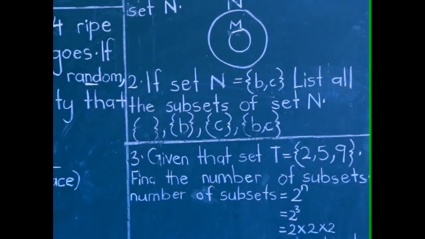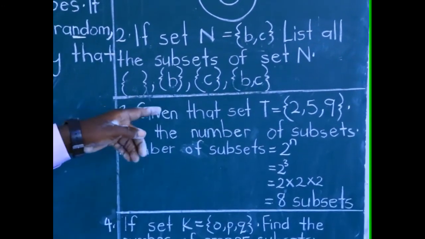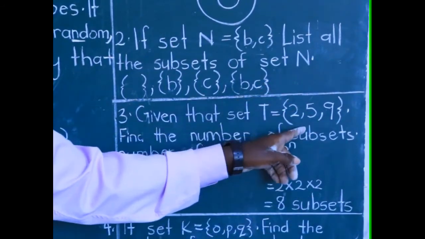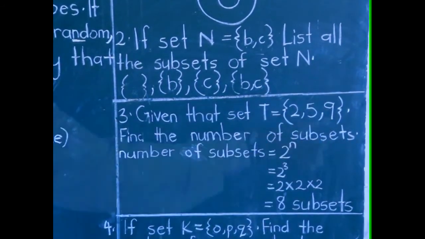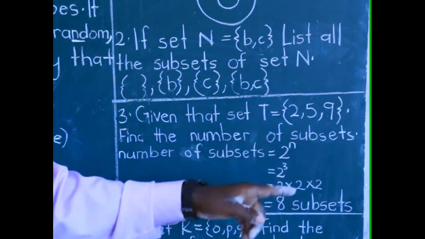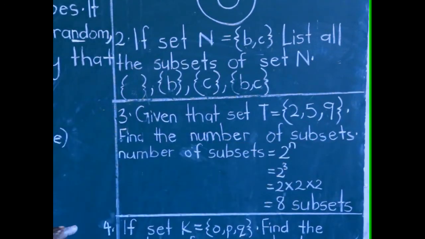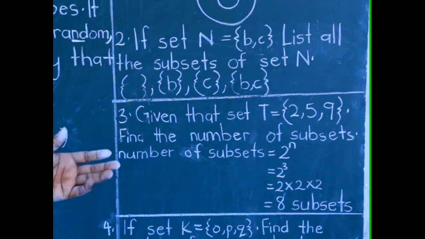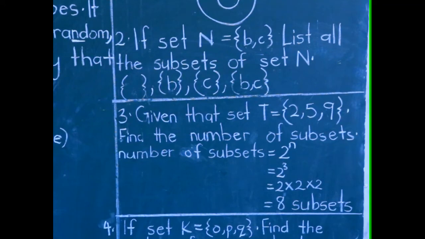So get to know about subsets and proper ones before we look at example number 3. Example number 3 says, given that set T equals {2, 5, 7}, find the number of subsets. They haven't asked you to list. If you are told to list, then you list like I've done and then count.